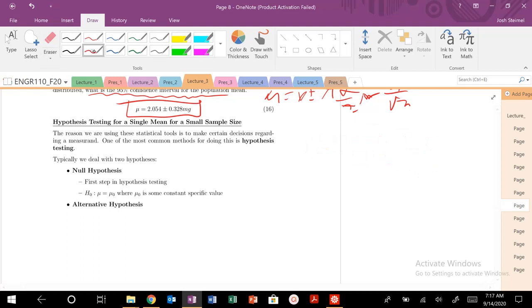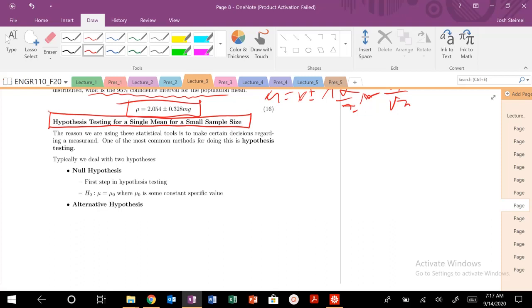well, does a sample come from a population mean of this value, or does the sample come from a population mean greater than this value, or does a sample come from a population with a mean less than this value? So if we want to test these hypotheses, we are going to use this hypothesis testing protocol and use statistical analysis to make certain decisions regarding a measure.